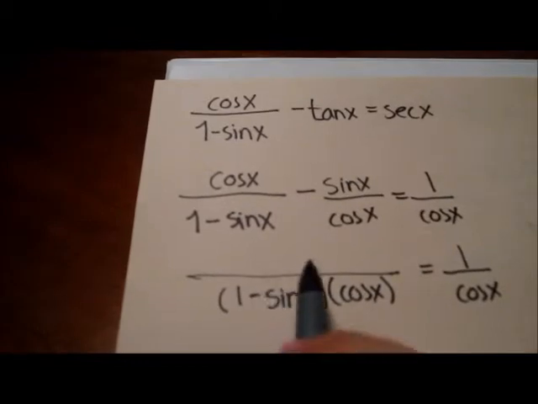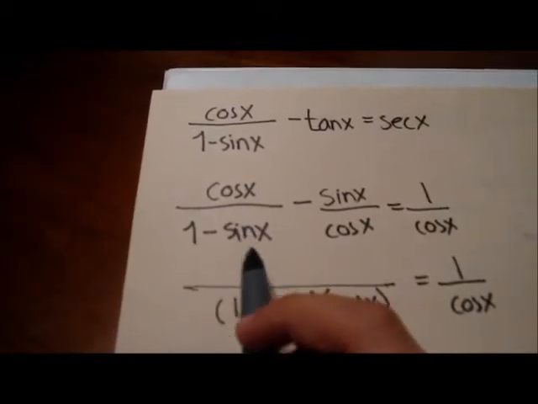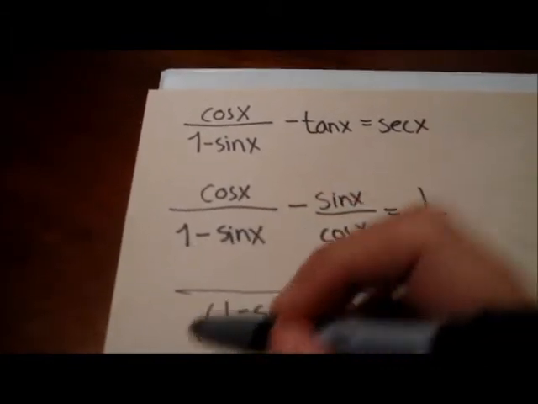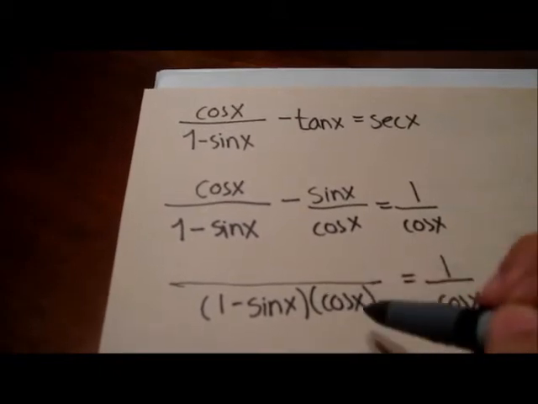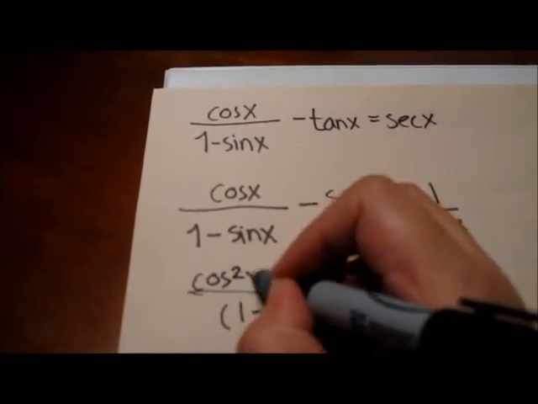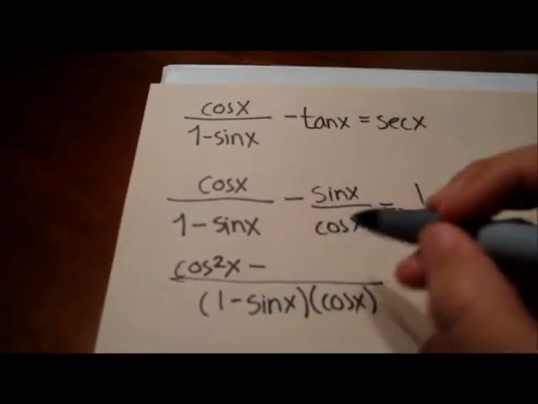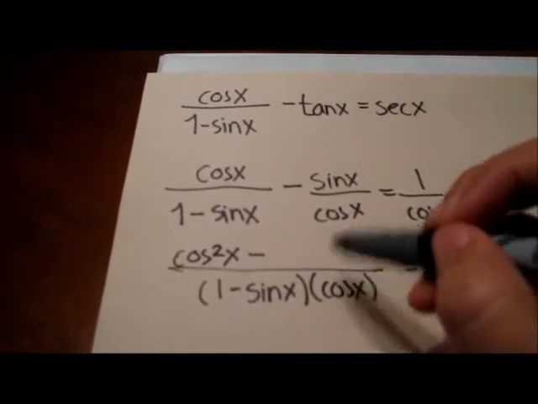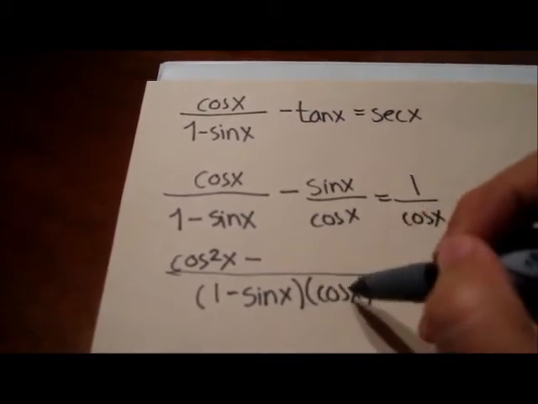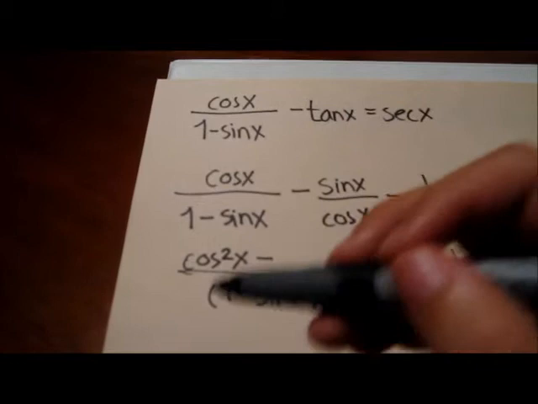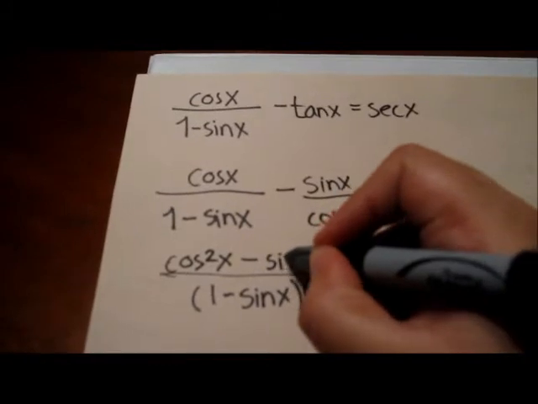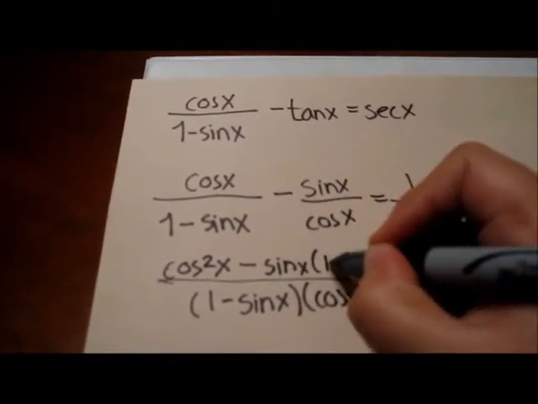Now, I need to divide 1 minus sine of x times cosine of x by 1 minus sine of x. So I will cancel this, and I will have cosine of x. Cosine of x times cosine of x is going to be cosine elevated to the second, minus, I need to do the same thing here. 1 minus sine of x times cosine of x divided by cosine of x is going to be only 1 minus sine of x. Then times sine of x, I just need to write it here. Sine of x times 1 minus sine of x.